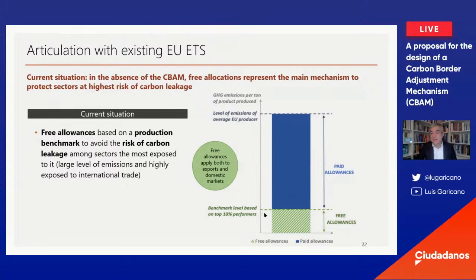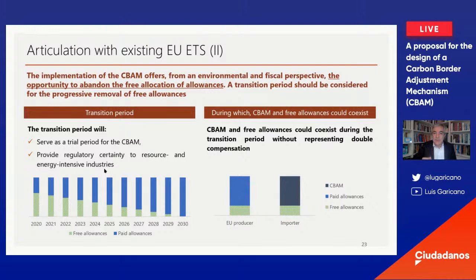So in Europe, the level of CO2 emissions that corresponds to the top 10%, for example, in the steel or in the aluminum industry, is for free. You only have to buy allowances for what is outside of that 10% more productive producers. Now, how do we articulate that with the CBAM? What we do is we abandon the free allowances over a transition period, little by little. So here we have the free allowances and the paid allowances at the start, and we're going to little by little be eliminating them. This is not a problem, because you're not going to have a rush of imports, since now the importers are going to have to pay the carbon border adjustment mechanism.